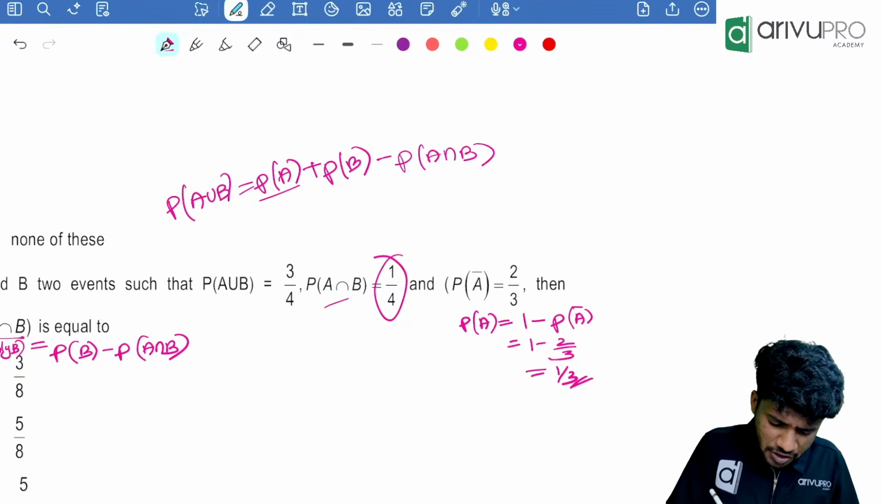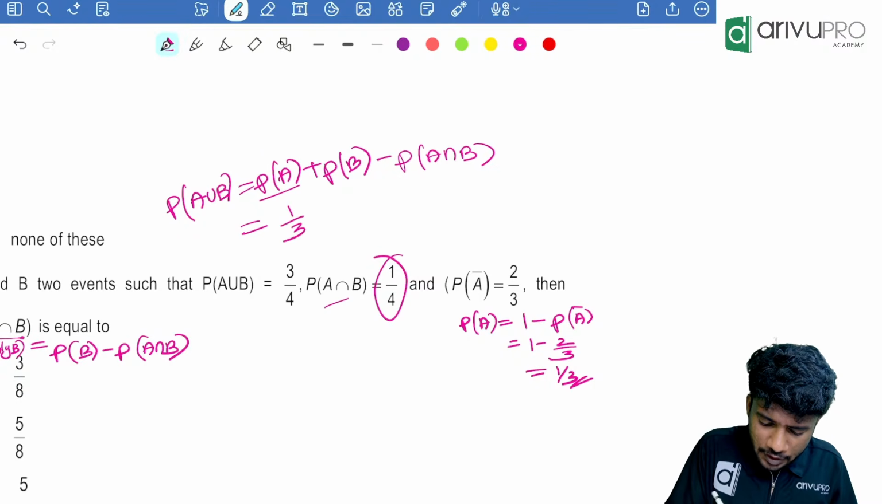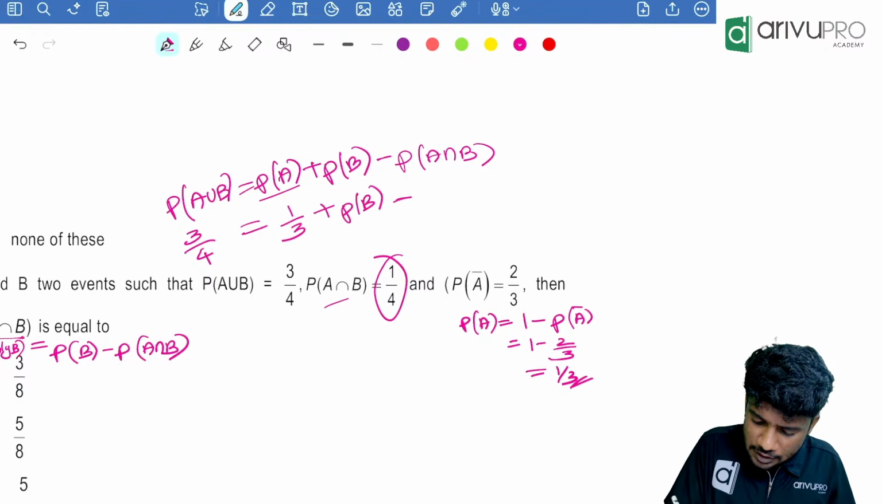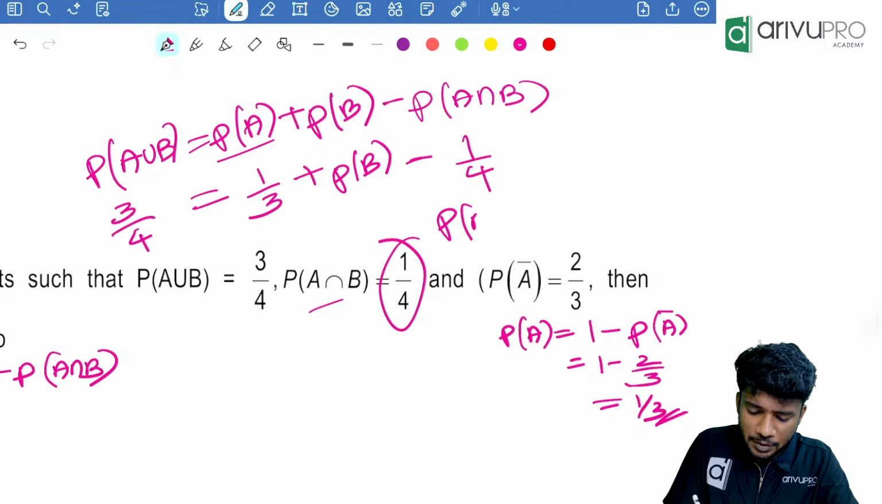Substitute over here. P of A is how much? P of A is nothing but that is 1 by 3. Then P of A union B is how much? 3 by 4. Then P of B we need to find, minus P of A intersection B is how much? 1 by 4. If you want, you can just use calculator and find the value of P of B. P of B is how much?